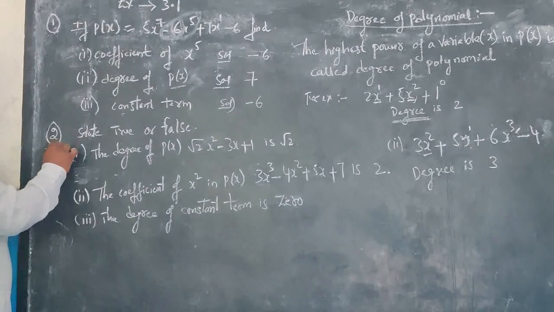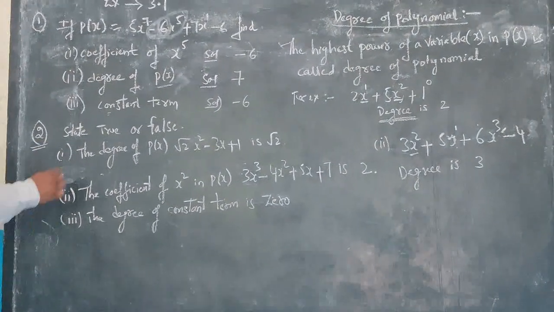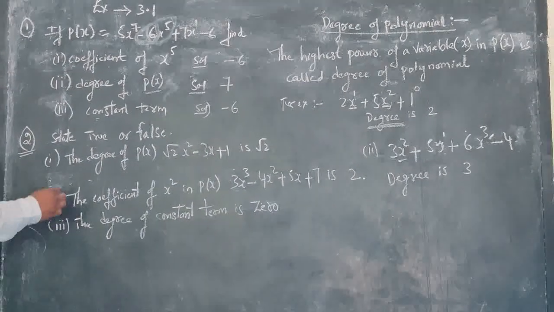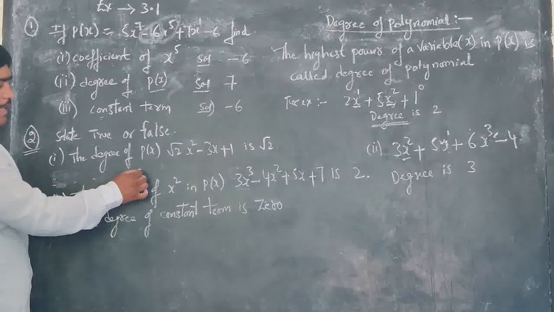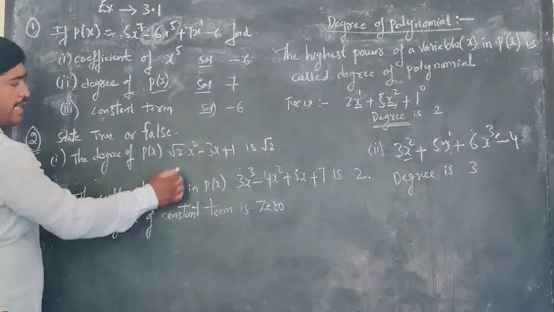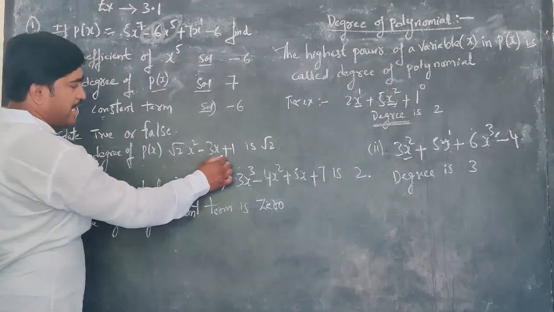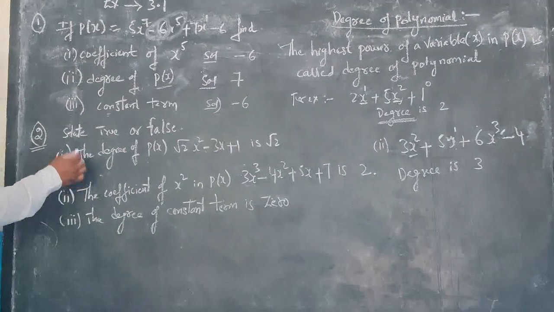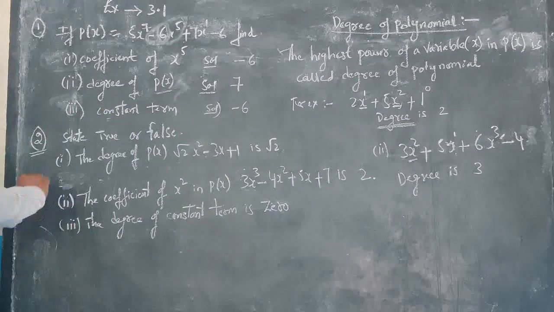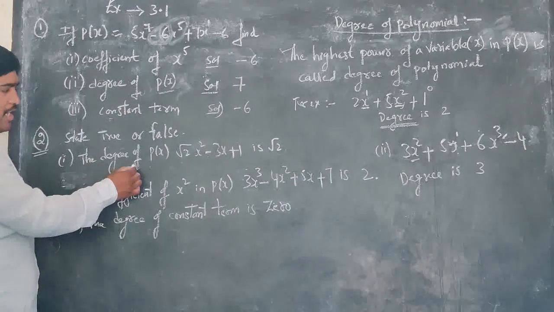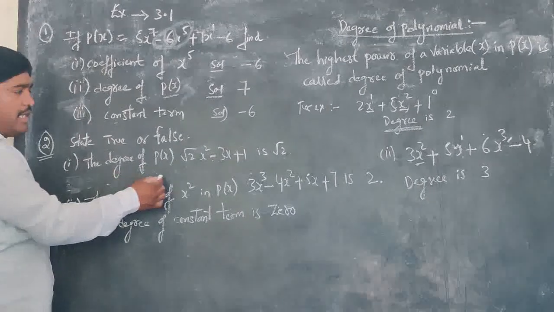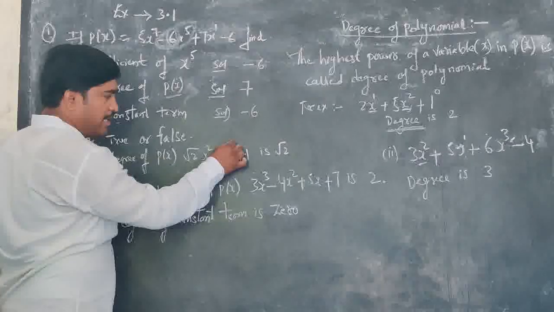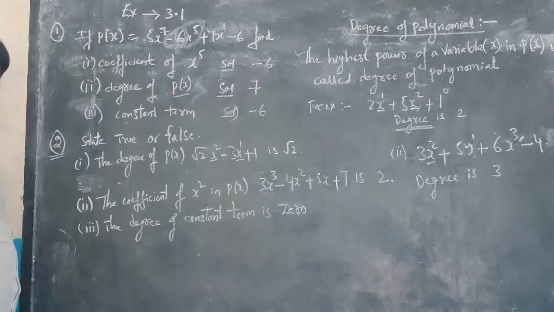Now similarly, if we move to the second problem, state true or false. The first bit: the degree of p of x equals root 2 x square minus 3x plus 1 is root 2. We have to state whether the statement is true or false based on what we have learned just now. Where do we check the degree? Here x square as well as x is the variable; for x no power is given, so I can take it as power 1.